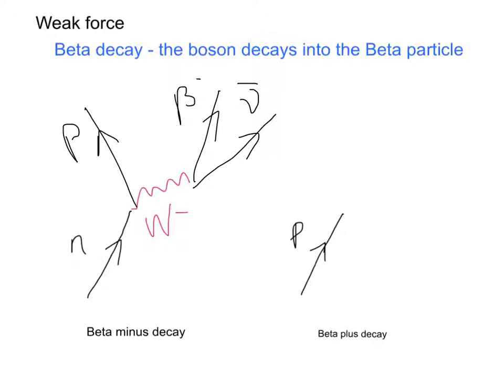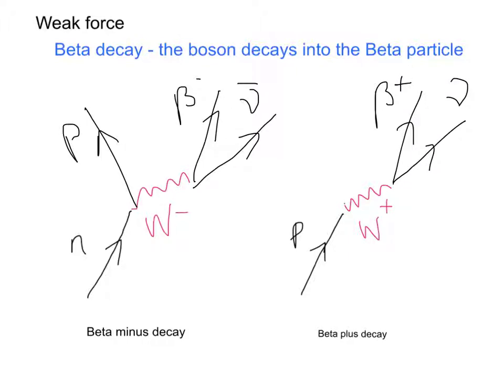For beta plus decay, i.e. positron decay, we have a W plus boson, and this decays into a positron and a neutrino. Again, time is running upwards along the screen here, and that proton turns into a neutron in the nucleus. Again, looking at charge, the charge below will equal the total charge above.